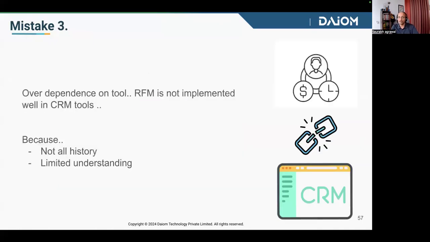Okay. The other is over dependency on tools. Okay, a lot of times we expect the tools to give us good RFM, but problem क्या होता है कि जब tool implement होता है ना, for example, suppose आपकी कंपनी में tool 1 year ago implement हुआ है, but the company is in function for last 5 years, तो आपके पास data ही नहीं होगा system में. So if your RFM frequency is for 2 years, 3 years.